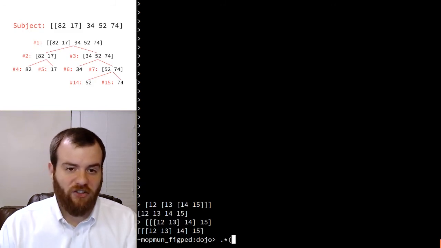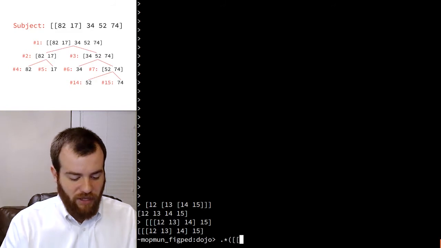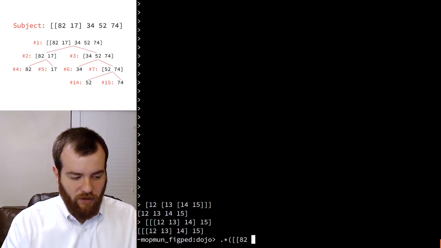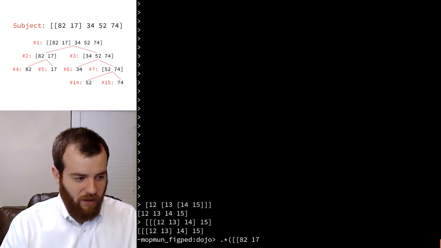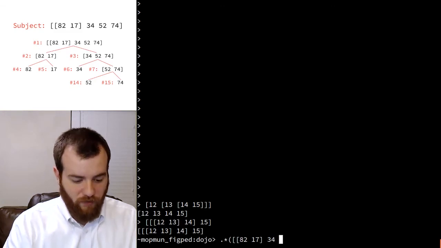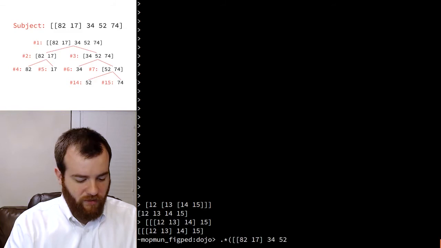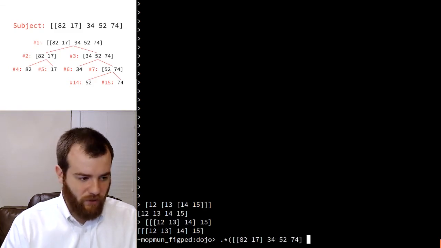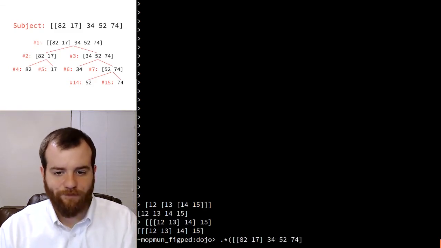So for the subject, let's just give it the one that we've been playing with up until now. So the cell with 82 and 17, that cell in the head, and then the tail will be 34, 52, and 74. Okay, so that's the subject we'll work with.